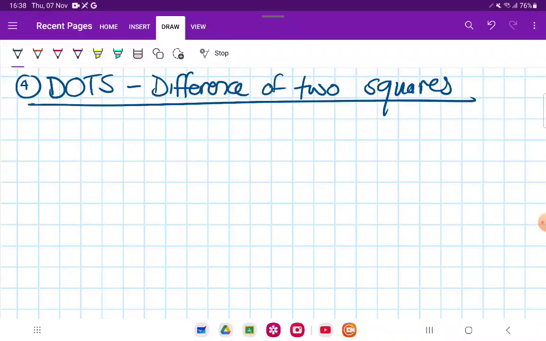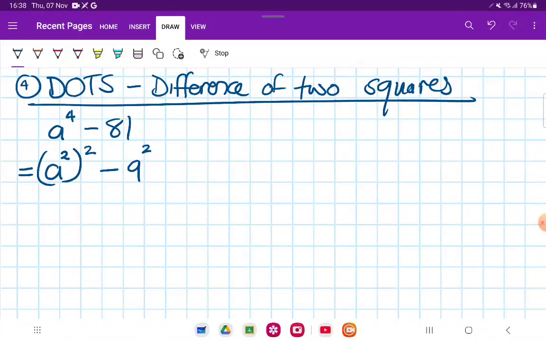Now let's start with a simple question. What would happen if we had a question like a to the power 4 minus 81? You know that you can rewrite this as a squared, to the power of 2. So what did I do? I split that 4 into 2 times 2. And then I said minus 9 to the power of 2.